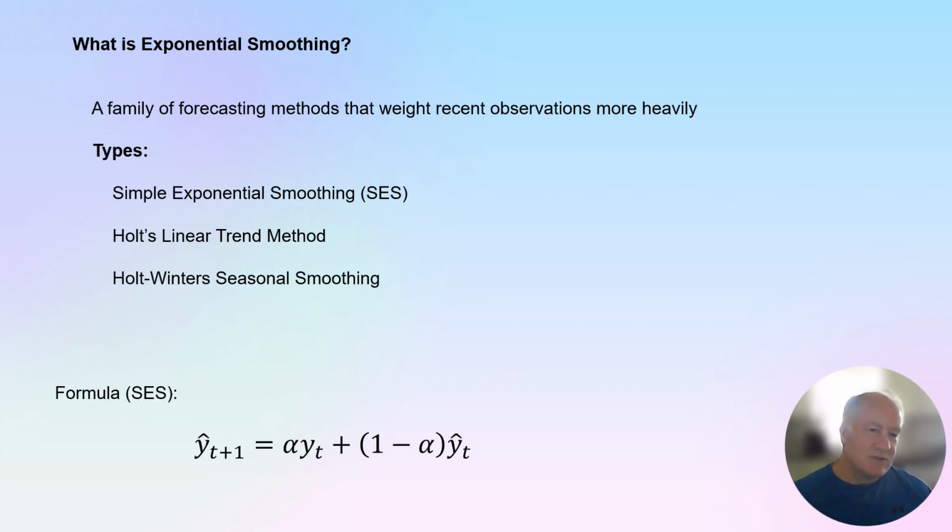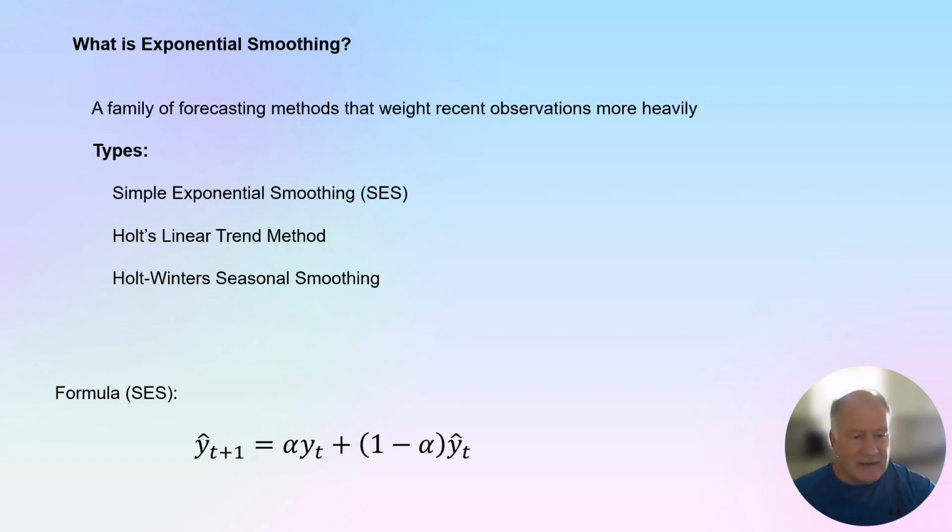So what is exponential smoothing? It's a family of forecasting methods that weight recent observations more heavily than observations in more distant past. And the types are simple exponential smoothing, or SES, and Holt's linear trend method, and the Holt-Winters seasonal smoothing.